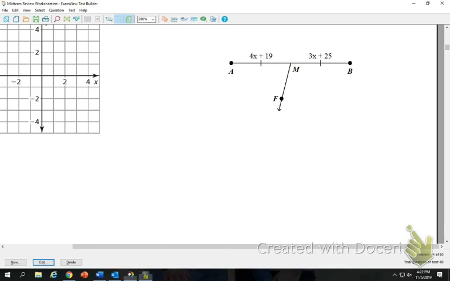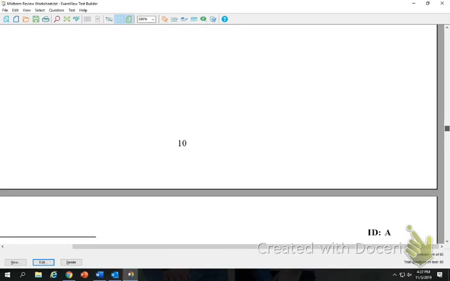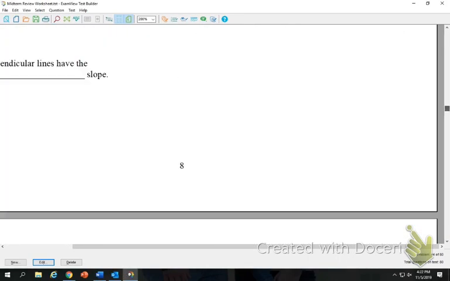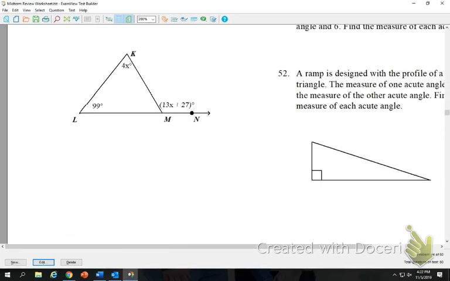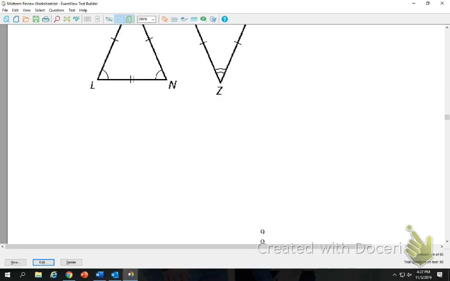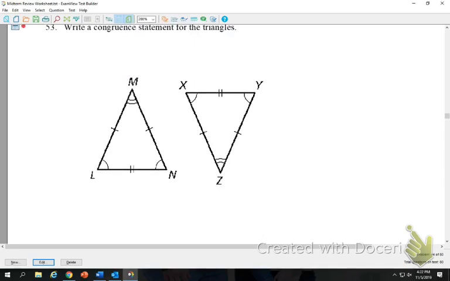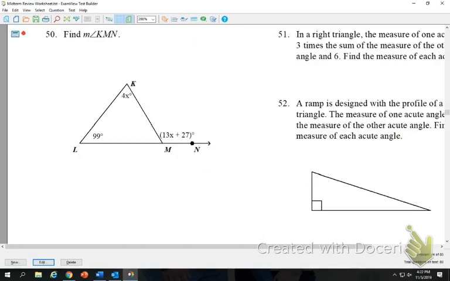Alright, so let's go ahead and go to page, whatever page this is on. Number 50 is on, good, whatever the page this is. 9. Alright, find the measure of angle KMN.